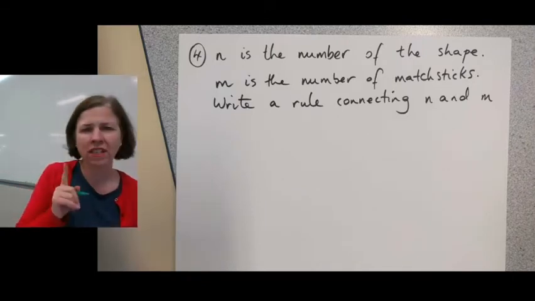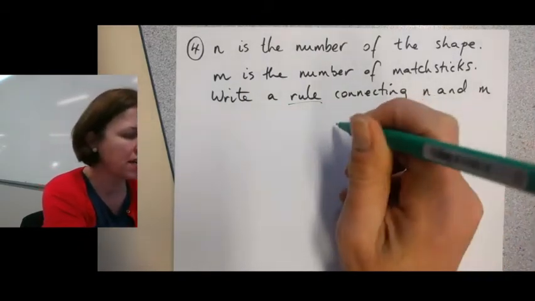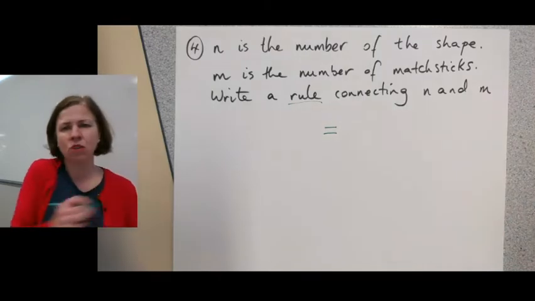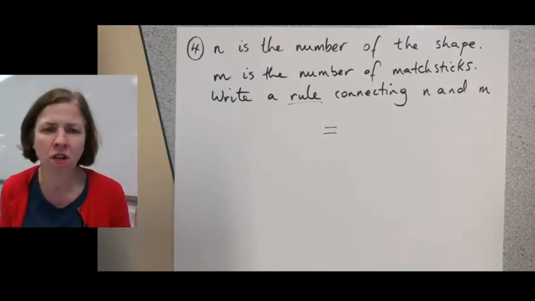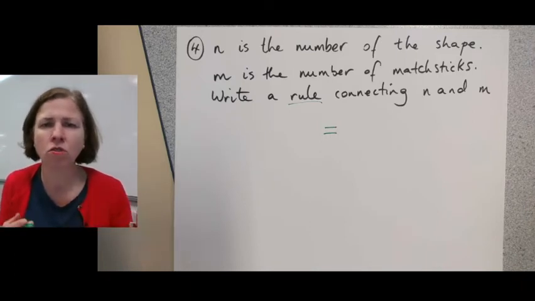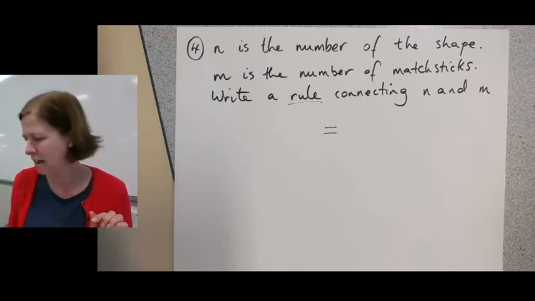Now, one thing I want you to look at is it says rule. That means we're going to have an equal sign in the middle, and there'll be something on the left side of the equal sign, and there'll be something on the right side of the equal sign, okay? So you need to write a rule connecting N and M.